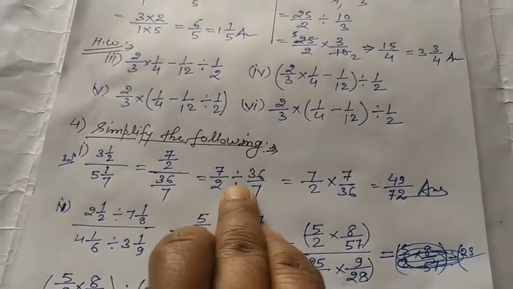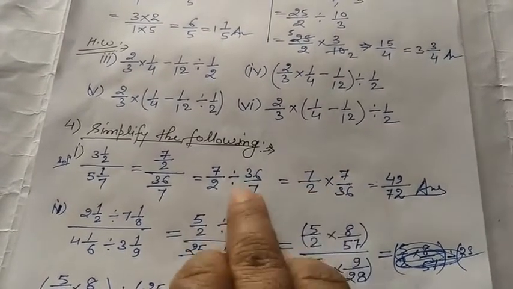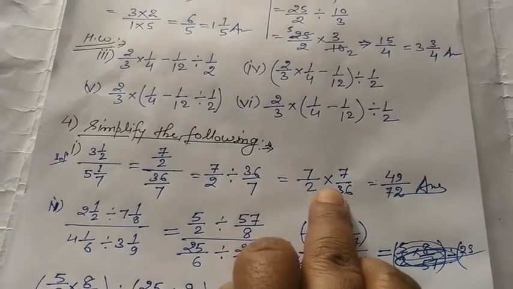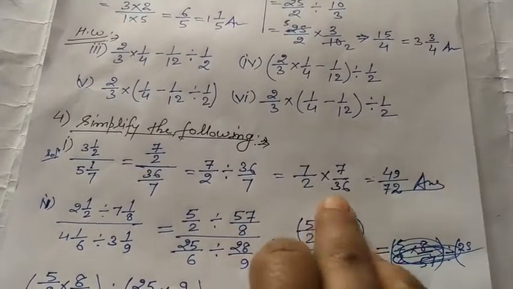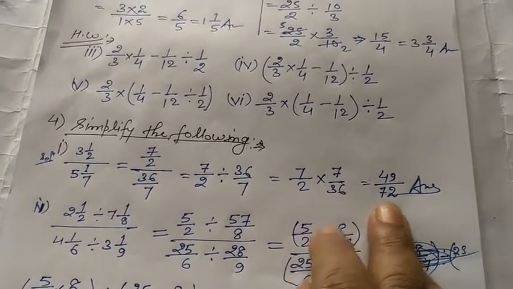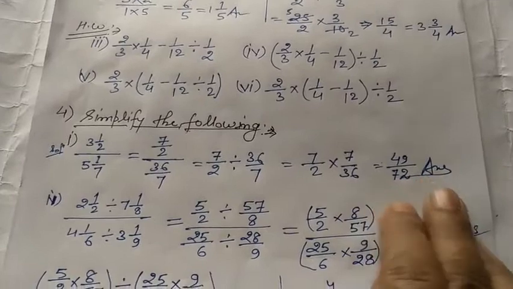Now you know that divide changes into multiply and write the reciprocal of the number. So we write 7 by 2 multiplied by 7 upon 36. 7 7s are 49 and 36 2s are 72. This is our required answer.